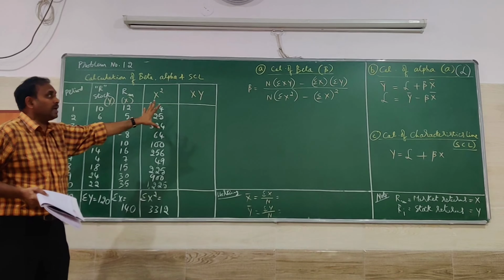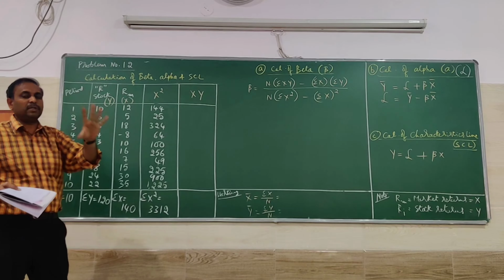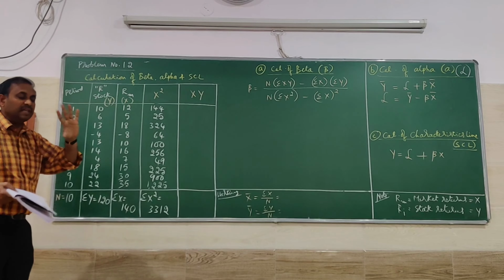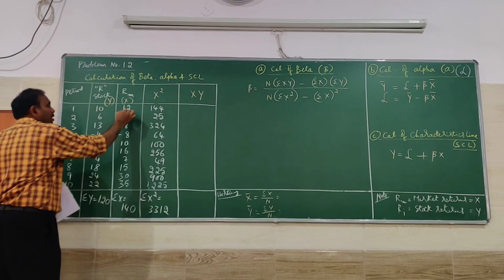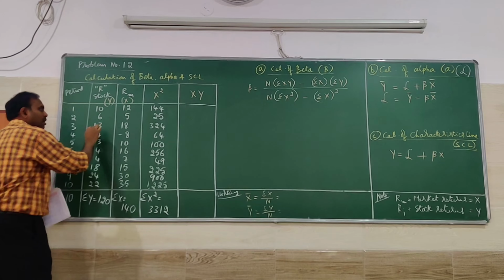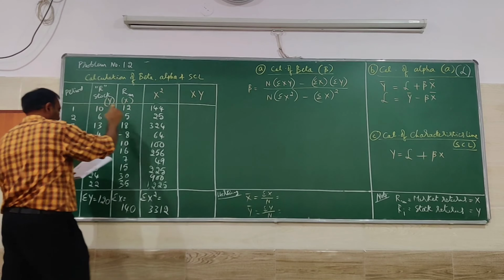Then we have to go for the last column, X into Y. Remember, we are doing the calculation of beta under the direct method, the easiest method to work. So that is why we are doing it under the direct method, very easy to work. Then X into Y. So here 12 into 10, 5 into 6, 18 into 13, like that we have to multiply X into Y.